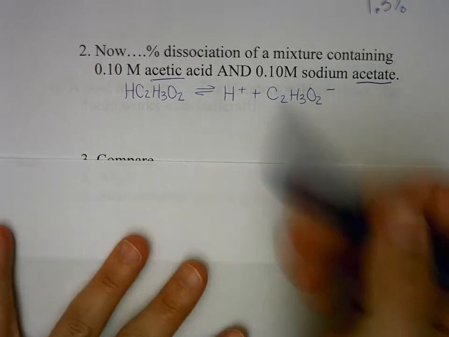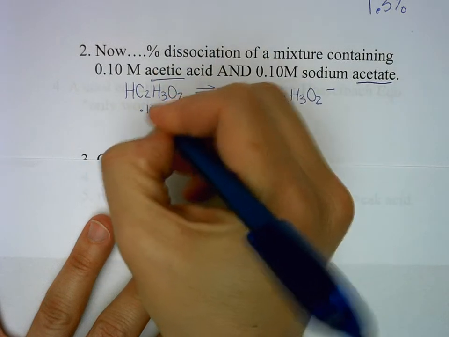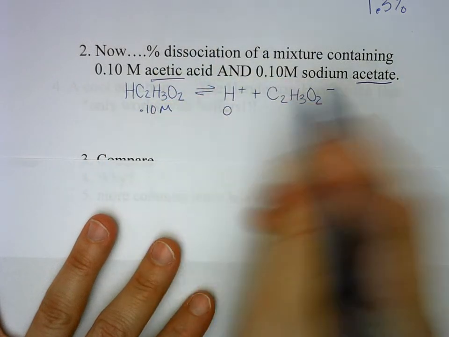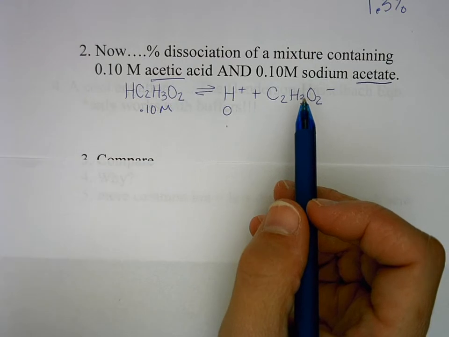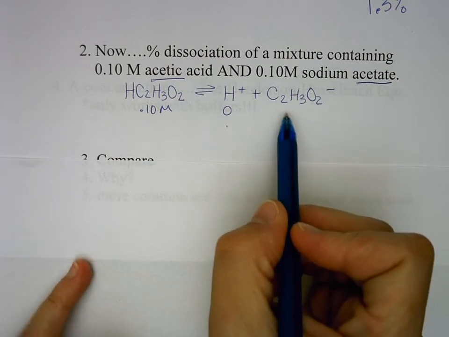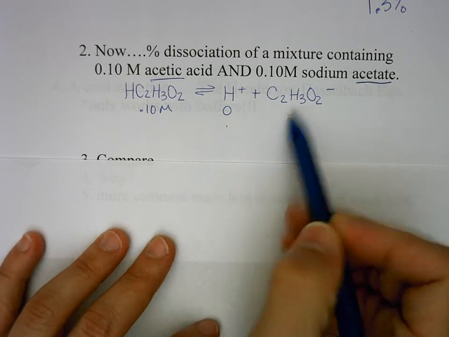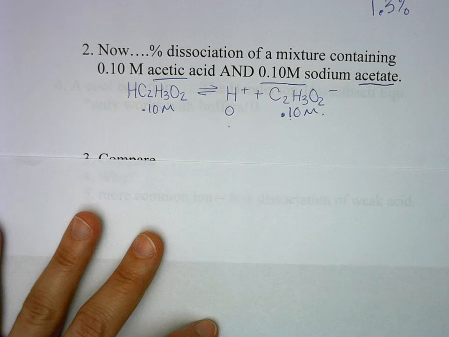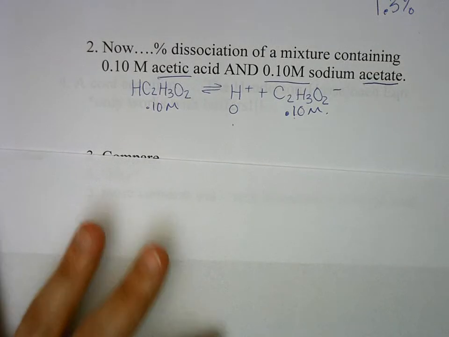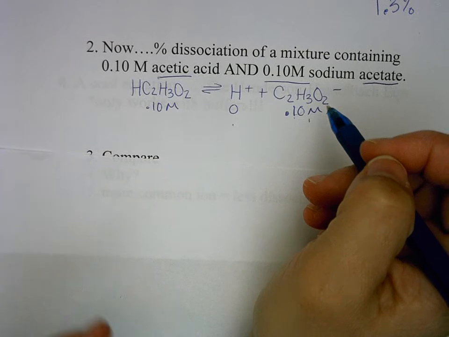If you set up the ICE table for this, the initial concentration of acetic acid is 0.10 molar. The initial concentration of hydrogen is 0. Normally, when it's just the regular dissociation of acetic acid, the acetate would also be 0. But when you throw in a salt that has a common ion, this number is no longer 0. It's whatever that concentration is. So 0.10 molar is my initial concentration of the acetate ion. That changes your setup a little bit when you solve for x.